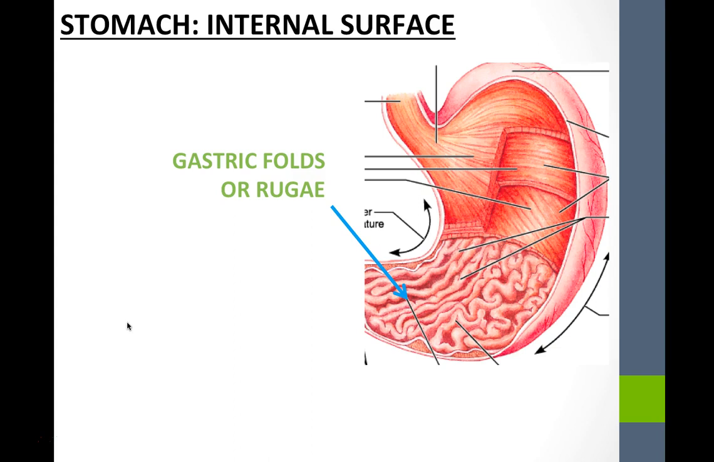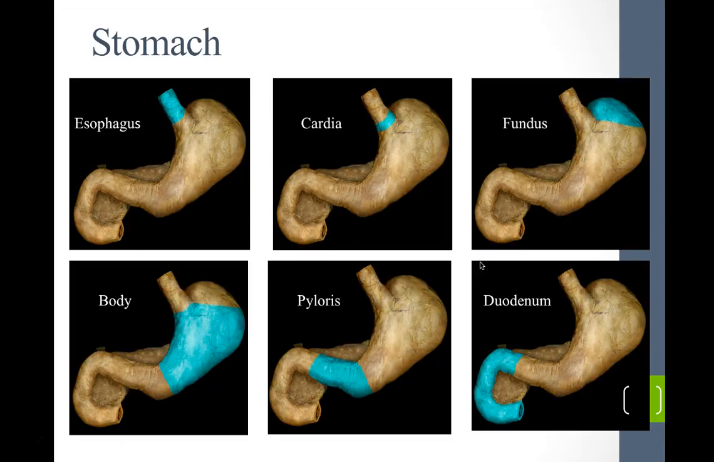This always makes me think of reggae music, because when you listen to reggae, you're just waving your body, your arms around, and that's exactly what these folds look like. They're just wavy lines all around, and this is because we need to increase our surface area within the stomach.